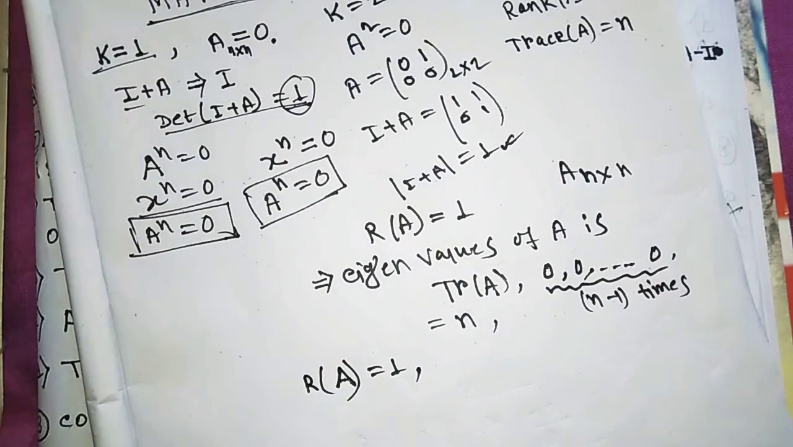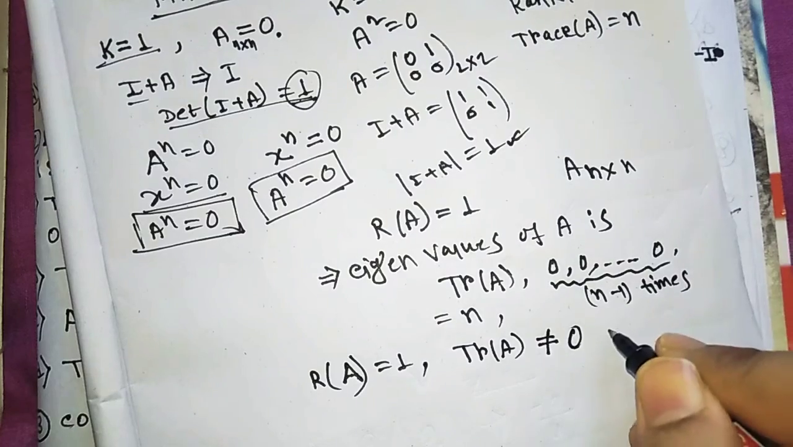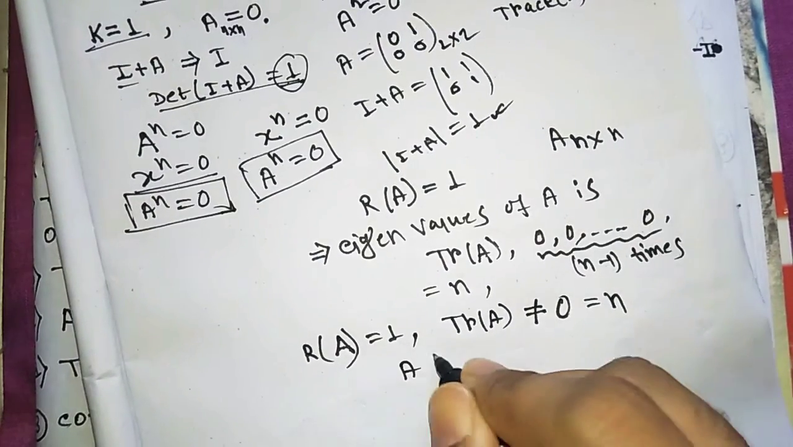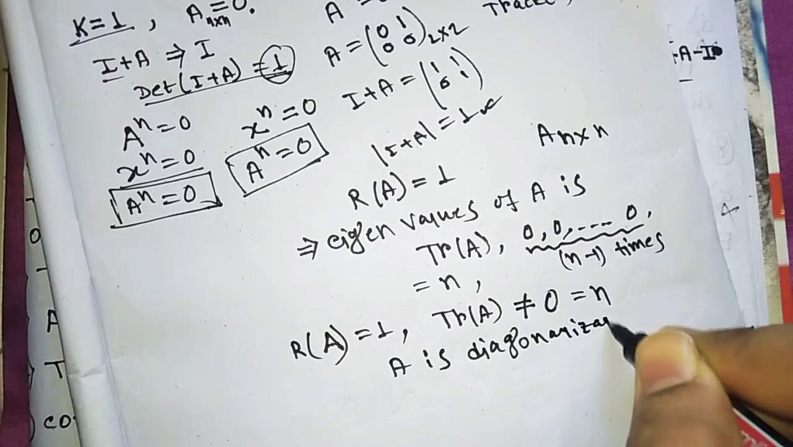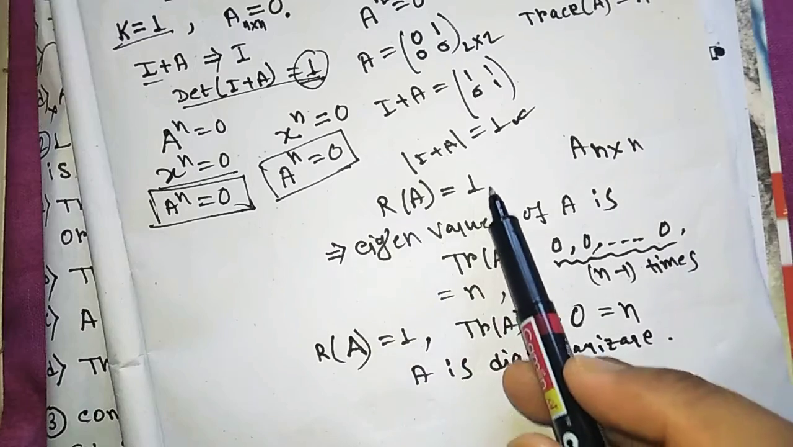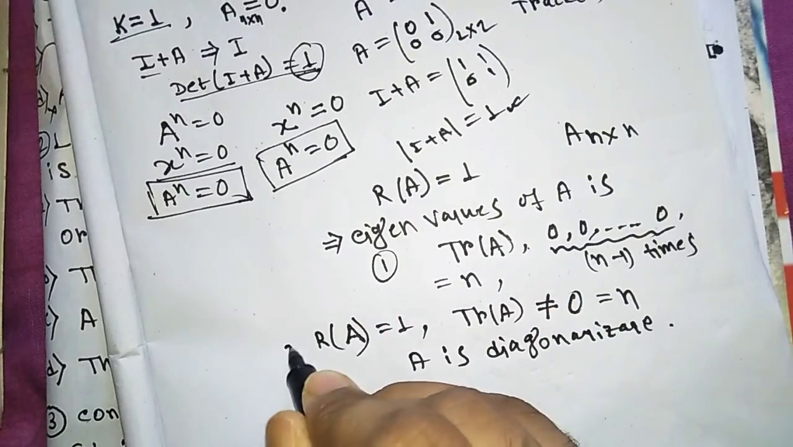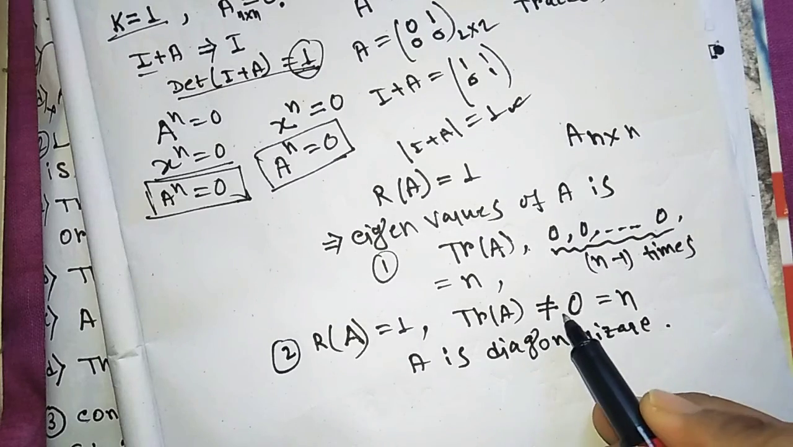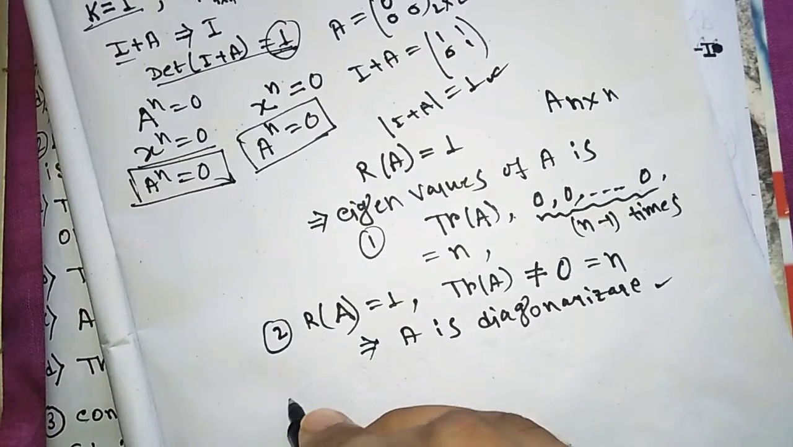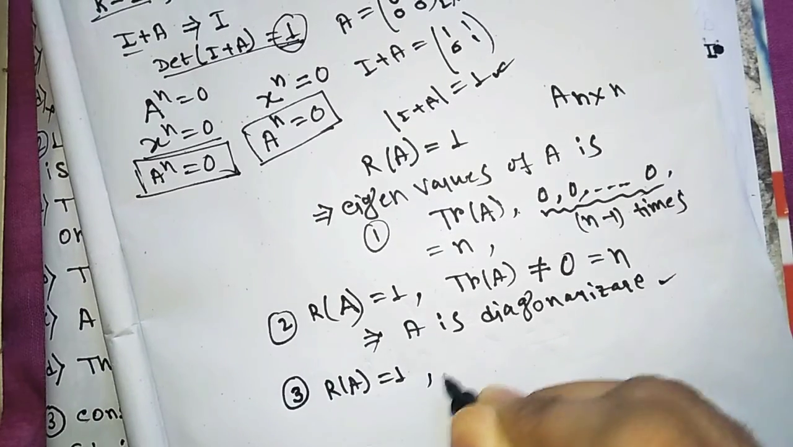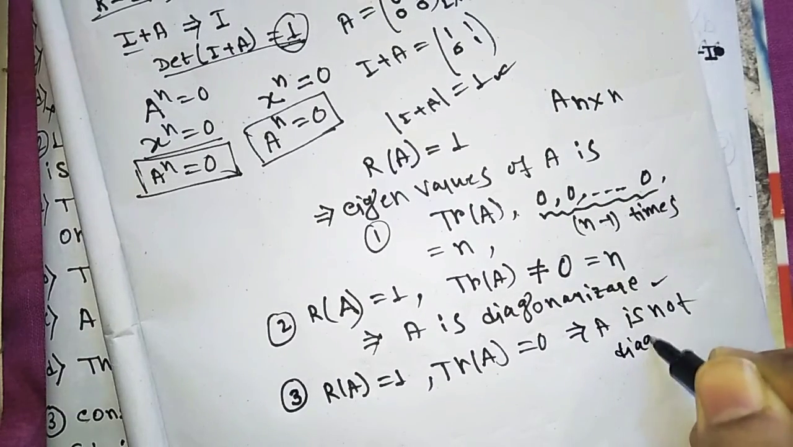And this is also by result: if the rank of the matrix is 1 and also the trace of the matrix is non-zero, here the trace of the matrix is n, which is non-zero, then this matrix is diagonalizable. So always remember this result. If the rank of the matrix is 1, then its eigenvalues are trace A and the remaining n minus 1 eigenvalues are 0, and this is result 1 and this is result 2. If the rank of the matrix is 1 and the trace is non-zero, then A is a diagonalizable matrix. But the third result is, if the rank of the matrix is 1 but the trace is 0, then this matrix A is not diagonalizable. Always remember this result.